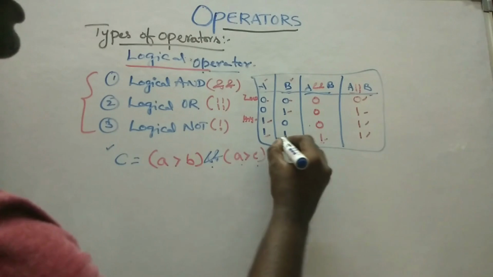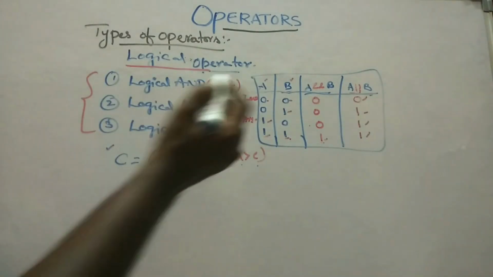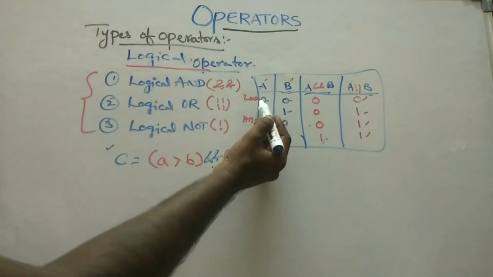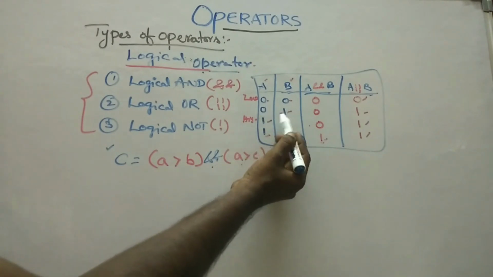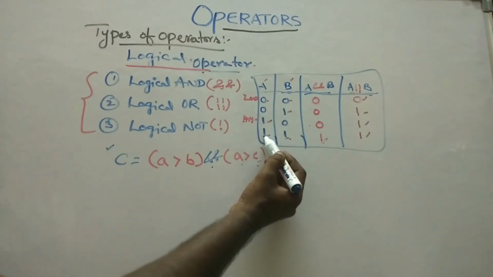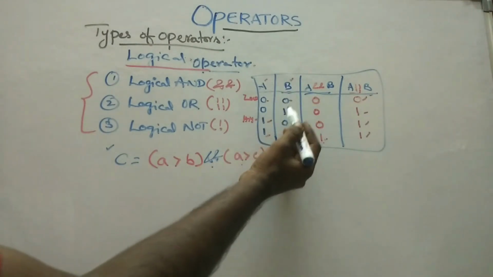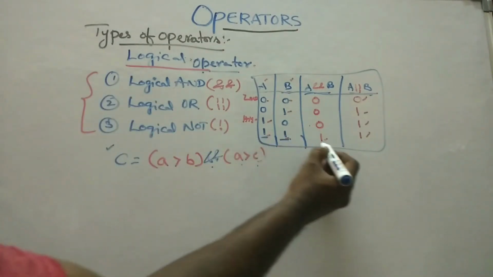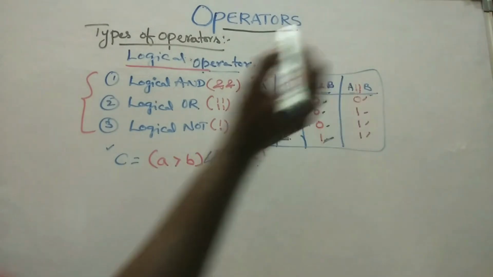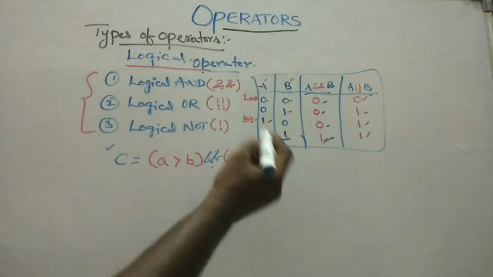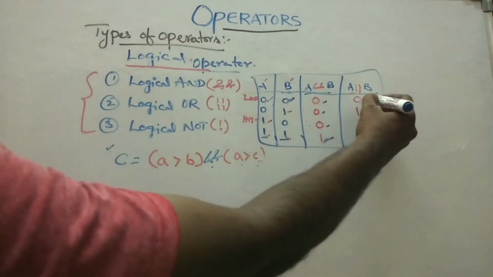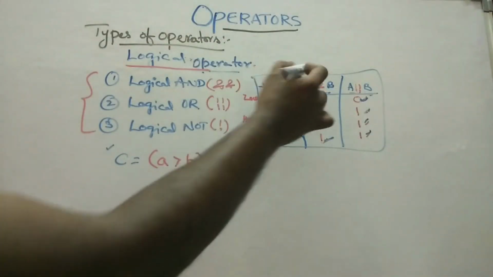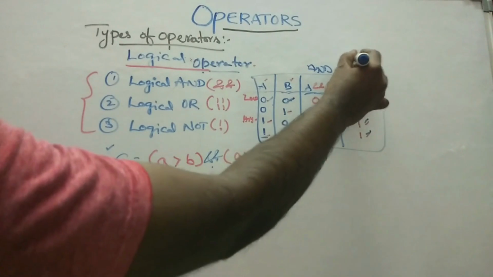Based on this truth table, we have to implement the logic, right? If A and B are the two inputs, the possible combinations are: A is 0, B is 0; A is 0, B is 1; A is 1, B is 0; A is 1, B is 1. Based on these input combinations, if we apply logical AND, when both inputs are high, the result is high, otherwise 0. Same as in logical OR, when both inputs are low, that means 0, we get the output 0, otherwise the output is 1. That is the truth table for logical AND and logical OR.